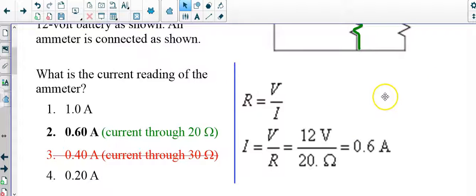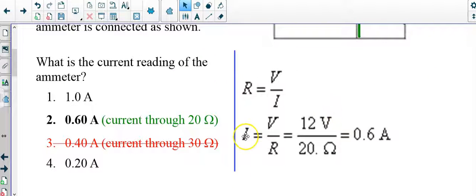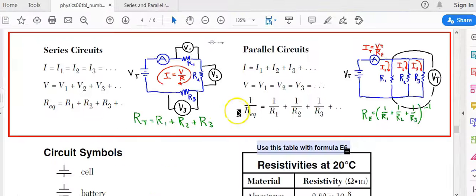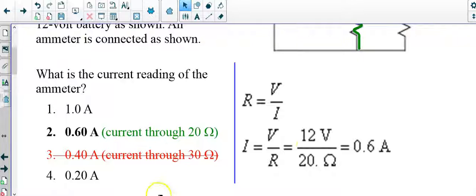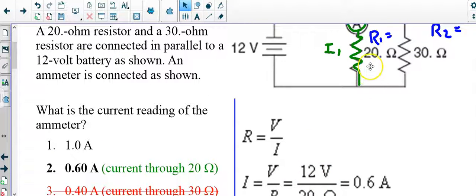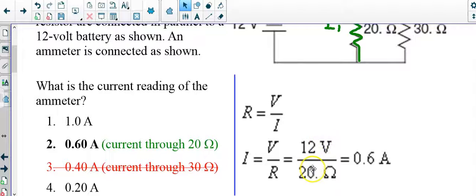So the first step we do is calculate I is V over R. So we take the full 12 volts, which is the same for each branch. If you're not sure where that rule comes from, that was right here. The voltage or potential difference across each branch is the same. It's the currents that add up and are different. And we divide that by the branch resistance, which is 20 ohms. So 12 volts over 20 ohms gives you 0.6 amps.